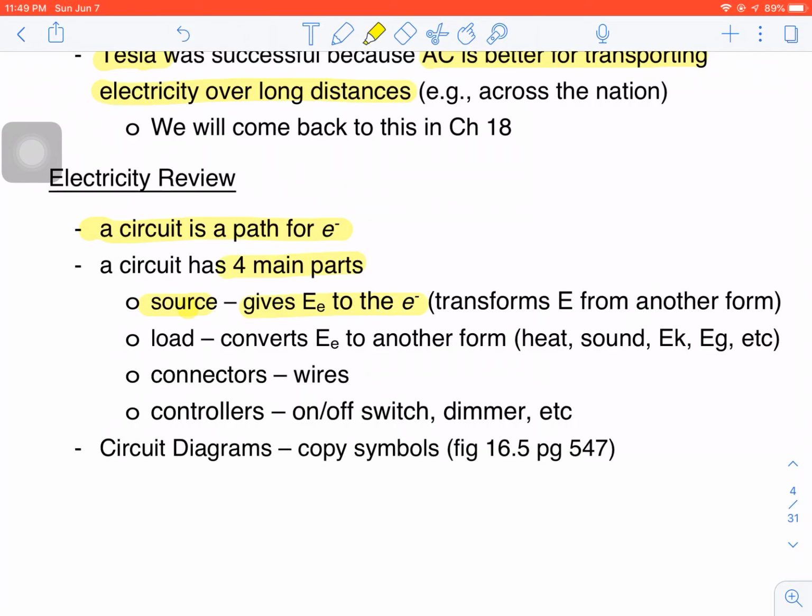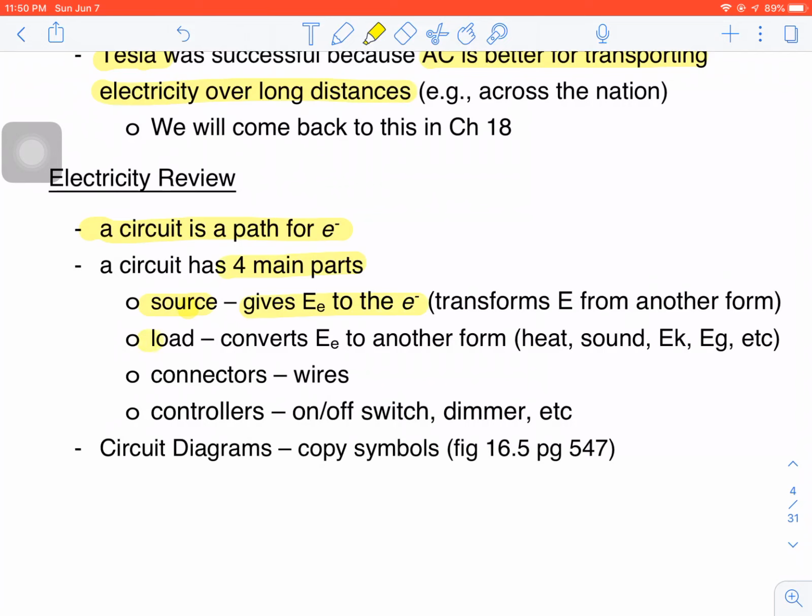Maybe it's a solar cell, and it's capturing radiant energy from the sun, and it's going to give that energy to the electrons. Whatever the source, electrons are going to be entering into my circuit with energy that they got from somewhere else.